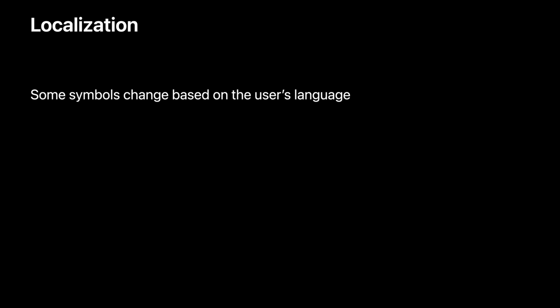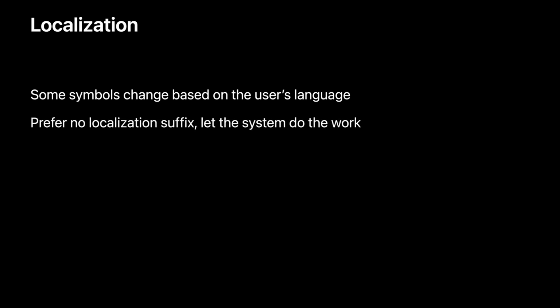Now, it is possible to specify a particular localization in Xcode using suffixes like .ar or .zh, but in general, you'll want to use the symbol name with no localization suffix and let the system choose the proper representation for your user's preferred language. Now, let's get an idea of what these symbols will look like in our app. Using the rendering inspector, I can control how the symbols are rendered here in the app and see how they'll look next to each other.